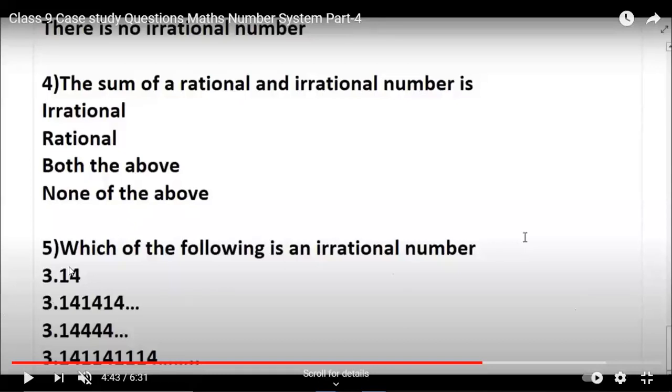Irrational. When you add one rational and one irrational number like 2 and √2, the answer is again irrational. Okay? So the answer of this is irrational.